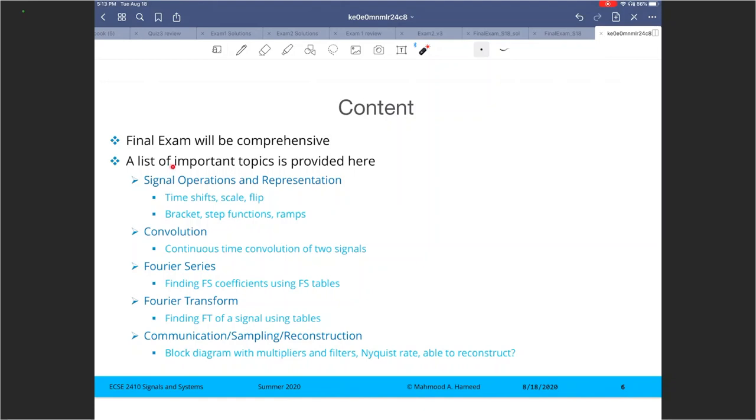Now, I'm listing out some important topics that make up the class, and these will appear on the exam. Some of these may not be there depending on the length of the exam, but this is how you should utilize your time from now to Thursday.